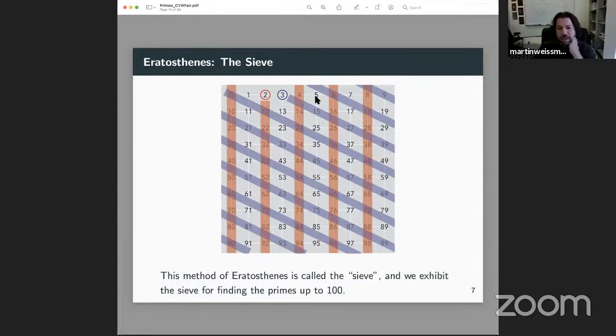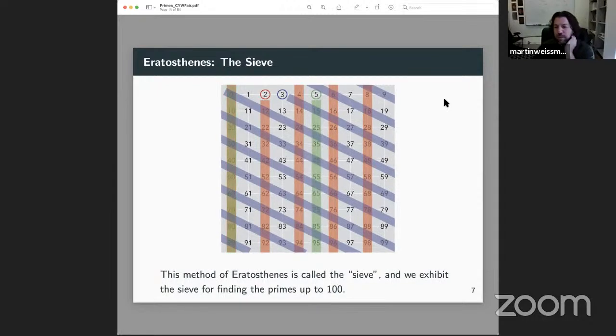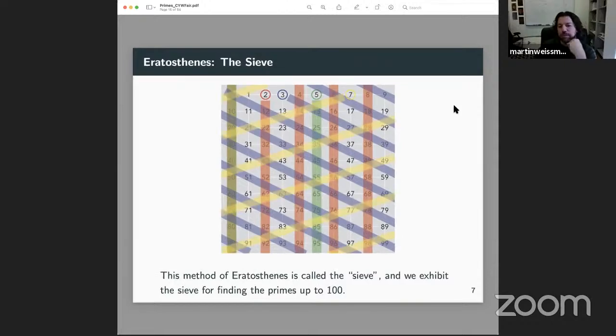And the next number that's not crossed out is 5. So 5 must be prime, and you cross out all the multiples of 5: 5, 10, 15, 20, 25, because those can't be prime. Those form some nice vertical stripes in this picture. And then you do the same thing for 7. For 7, the stripes go this way: 7, 14, 21, 28, 35, 42. All those numbers get crossed off.